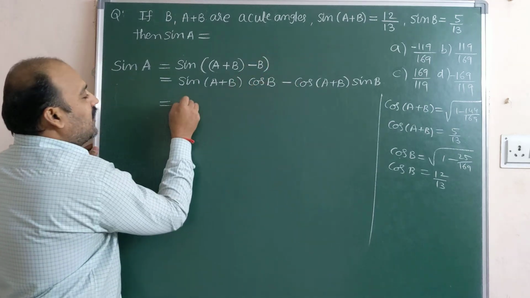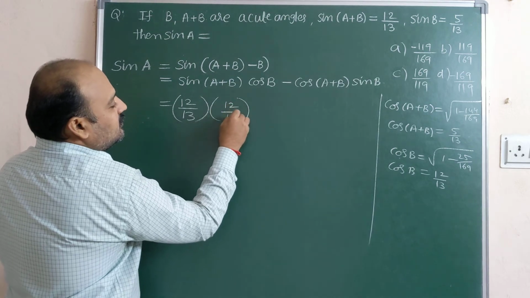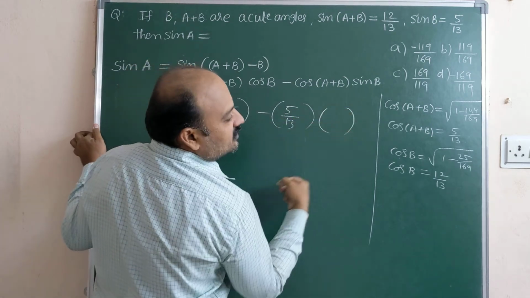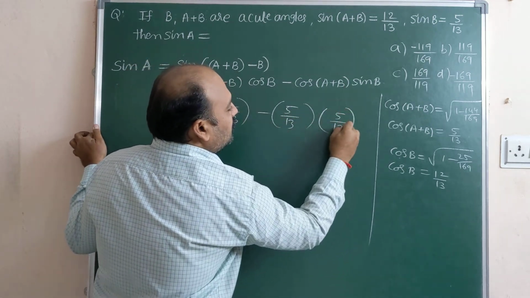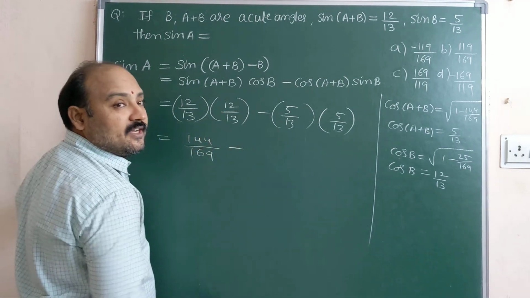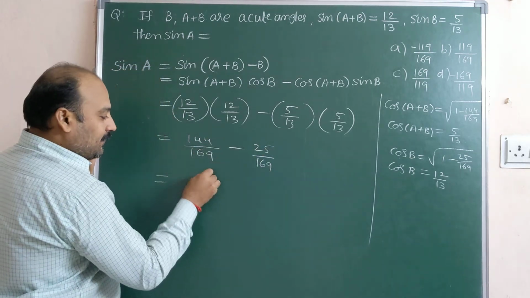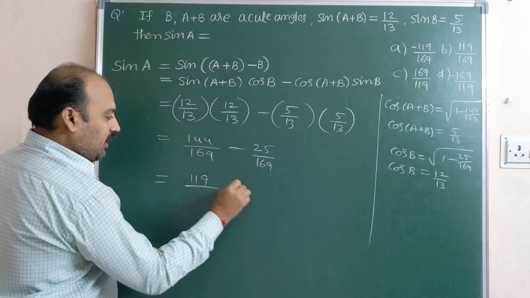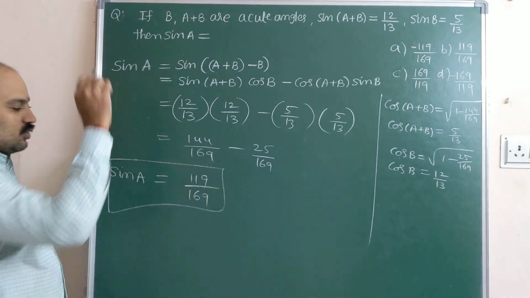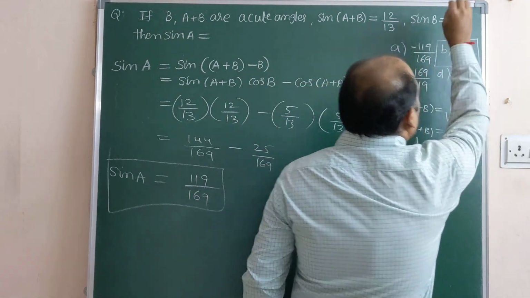Sine of (A + B) is 12 by 13, cos B value 12 by 13, minus cos of (A + B) 5 by 13, sine B value 5 by 13. So 12 twelves are 144 by 169 minus 25 by 169. So 144 minus 25, 119, by 169. This is the value of sine A. So the value of sine A is 119 by 169, which is there in the second option, dear students.